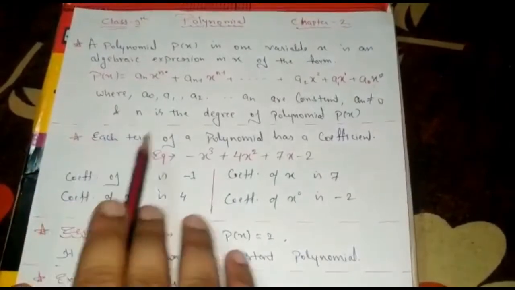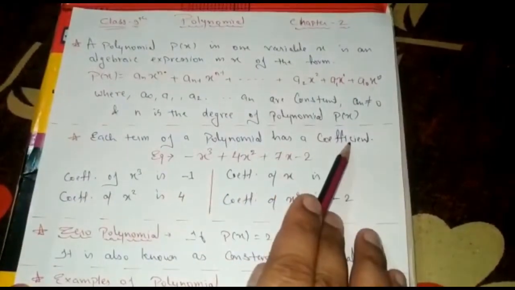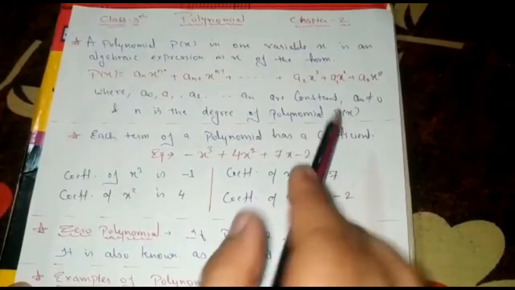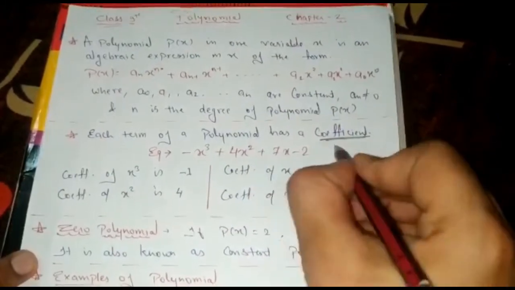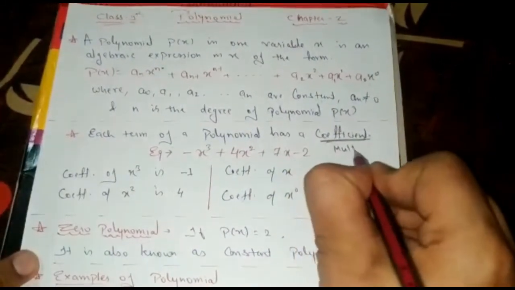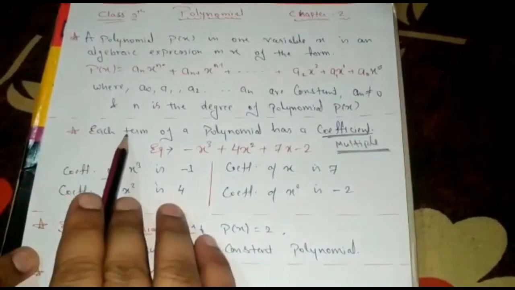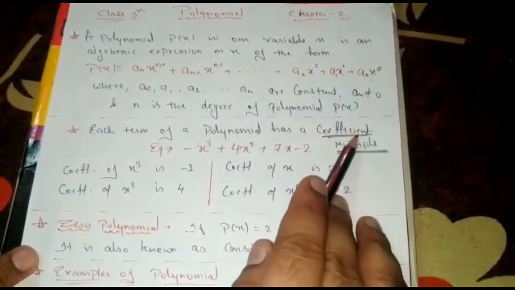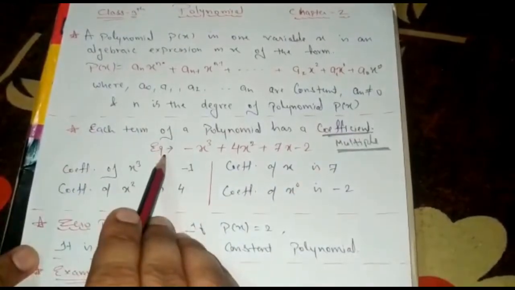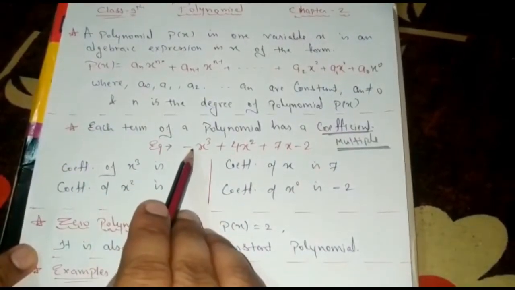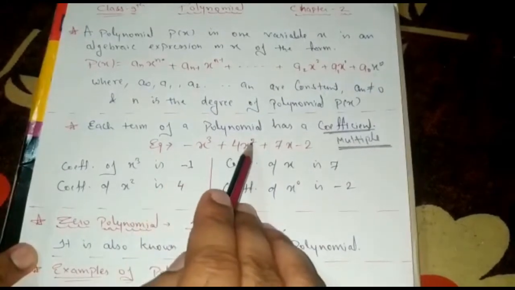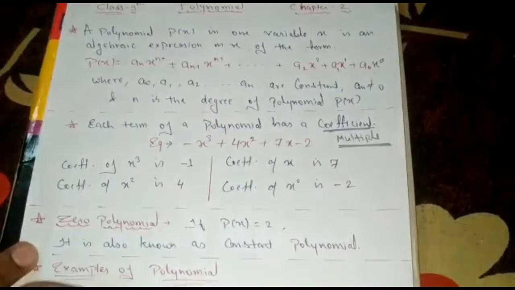Now each term of a polynomial has a coefficient. Coefficient means multiple. Each term of a polynomial has a constant multiplier. Let us take an example. Suppose we have a polynomial -x^3 + 4x^2 + 7x - 2.